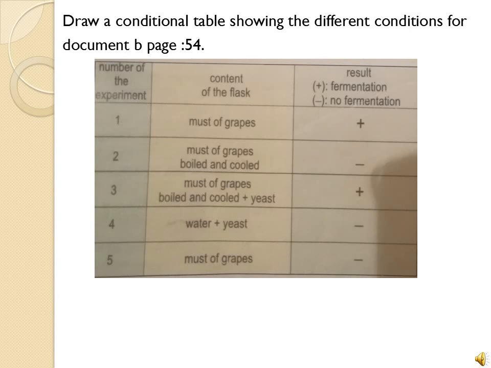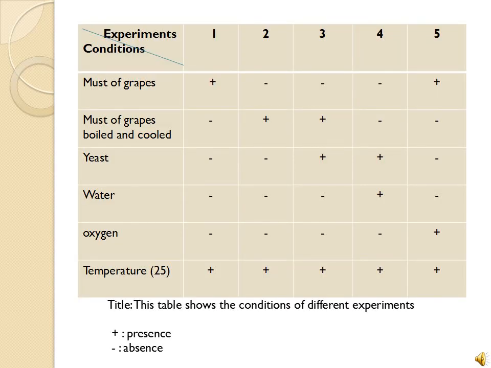Now let's together draw a conditional table showing the different conditions for document B, page 45. As you see, in this document B we have 5 experiments. These 5 experiments, we want to change them into a conditional table. I want you to open your books on document B, and let's together draw the conditional table.